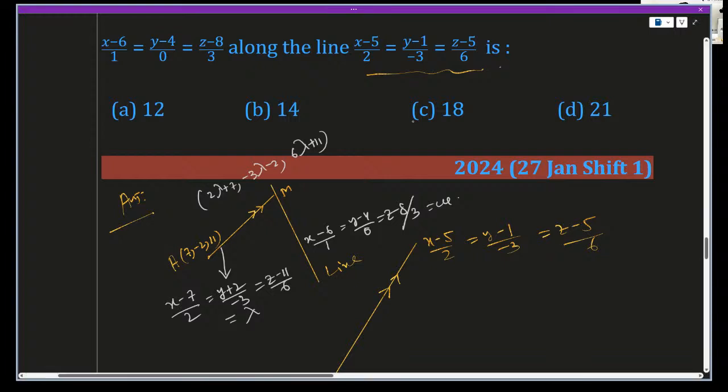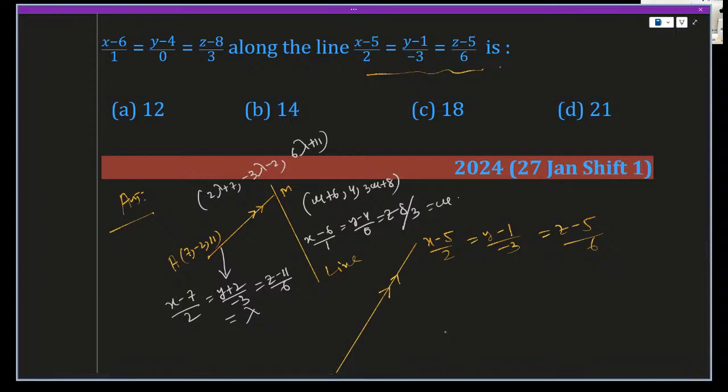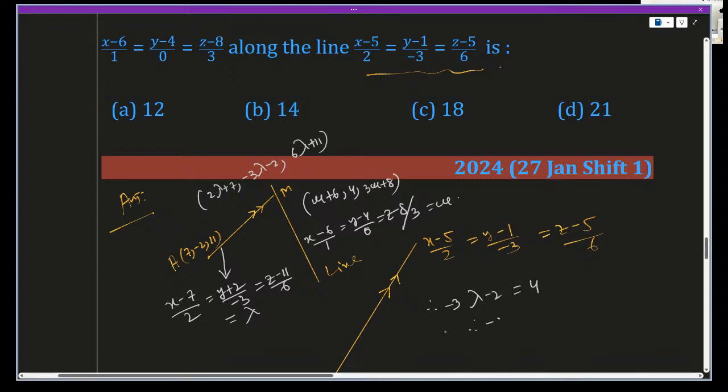In terms of mu, mu plus 6, 4, 3 mu plus 8. But M is the same point. So first I target this one where the constant is there. This will give us lambda as 2. Clear? Lambda is 2.